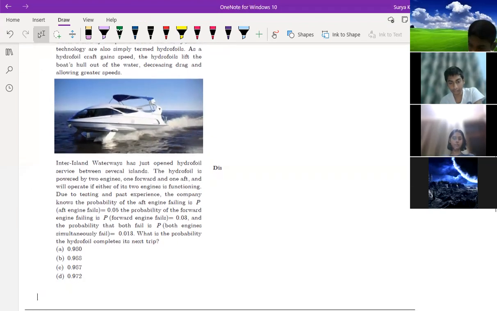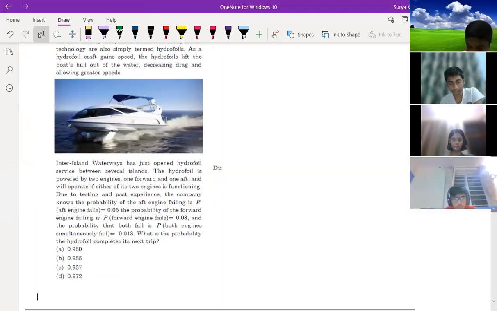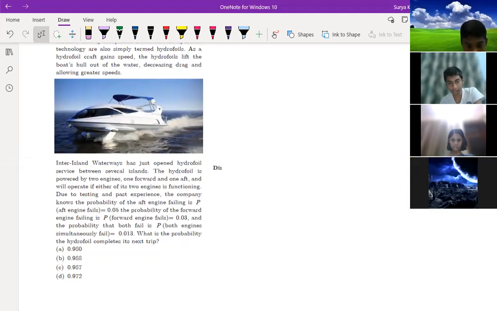greater speeds. Inter-island waterways has just opened hydrofoil service between several islands. The hydrofoil is powered by two engines, one forward and one aft, and will operate if either of the two engines is functioning. Due to testing and past experience, the company knows the probability of the aft engine failing is 0.05, the probability of the forward engine failing is 0.03, and the probability that both fail is 0.13. What is the probability that the hydrofoil completes the next trip? So this is not of your level question.